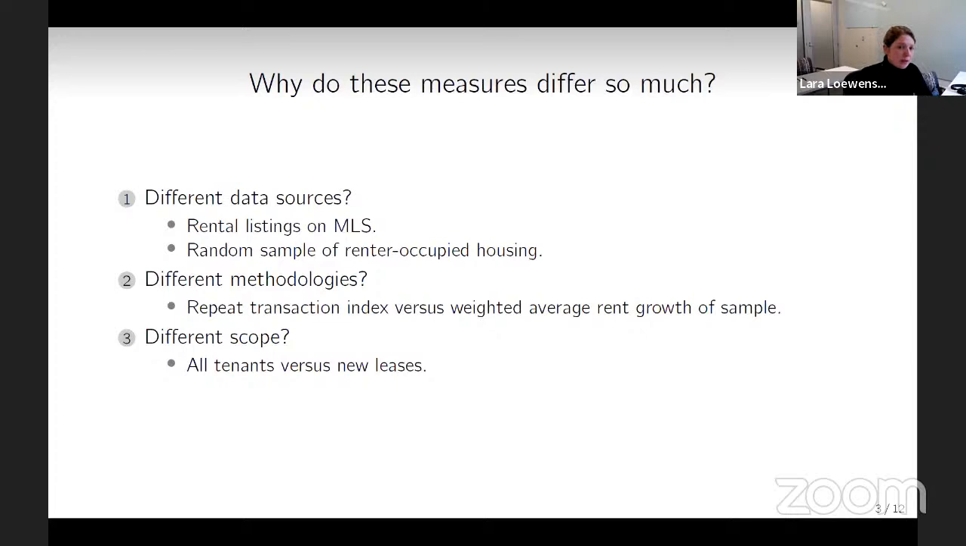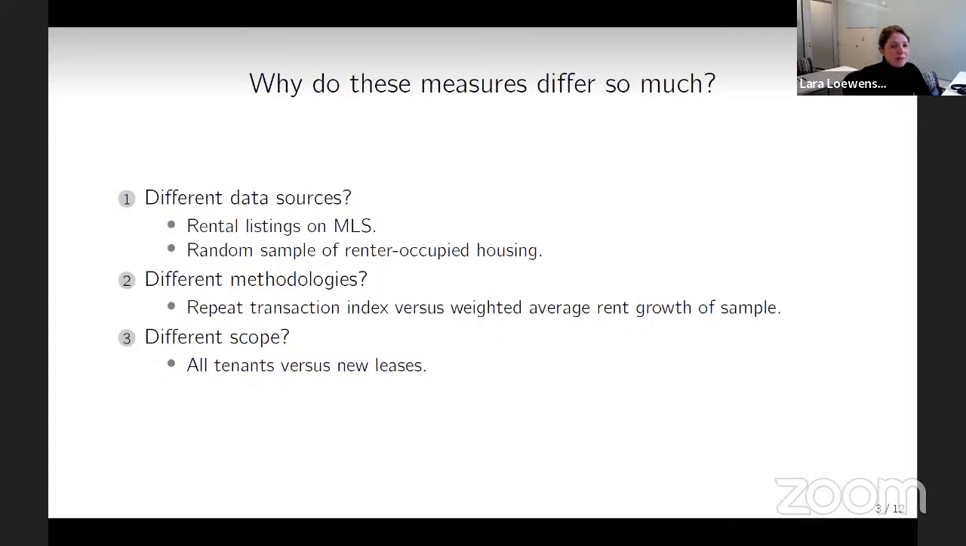They could also be different due to different methodologies. CPI tenant rent is effectively a weighted average rent growth for the properties in the sample that underlies that series, whereas Zillow, CoreLogic and a few other sources use a repeat transaction index methodology.